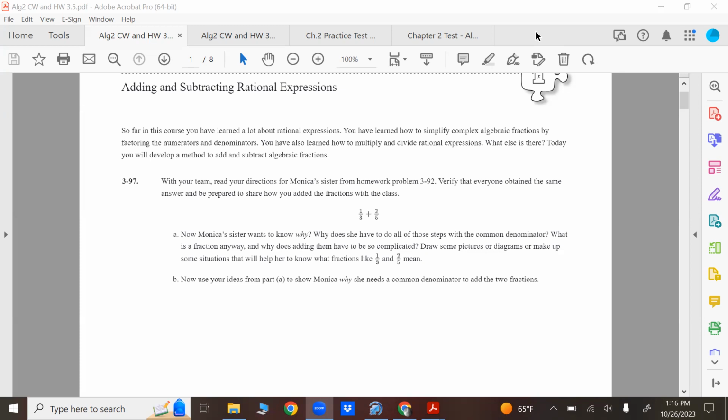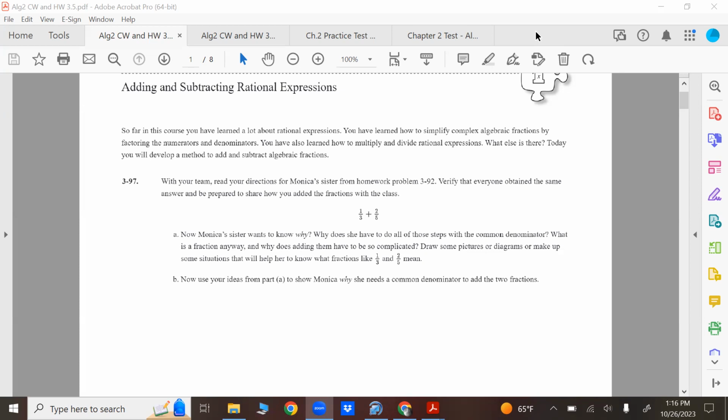Read your directions for Monica's sister from homework 392. Verify that everyone will obtain the same answer and prepare to share how you added the fractions in class. So we're just going to talk about adding fractions, right? So if we look at this little blurb, now Monica's sister wants to know why.